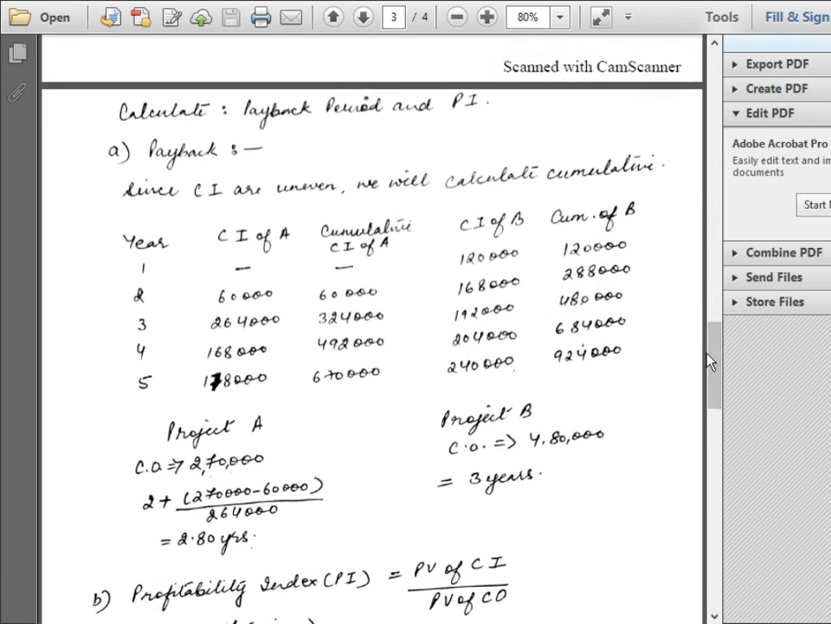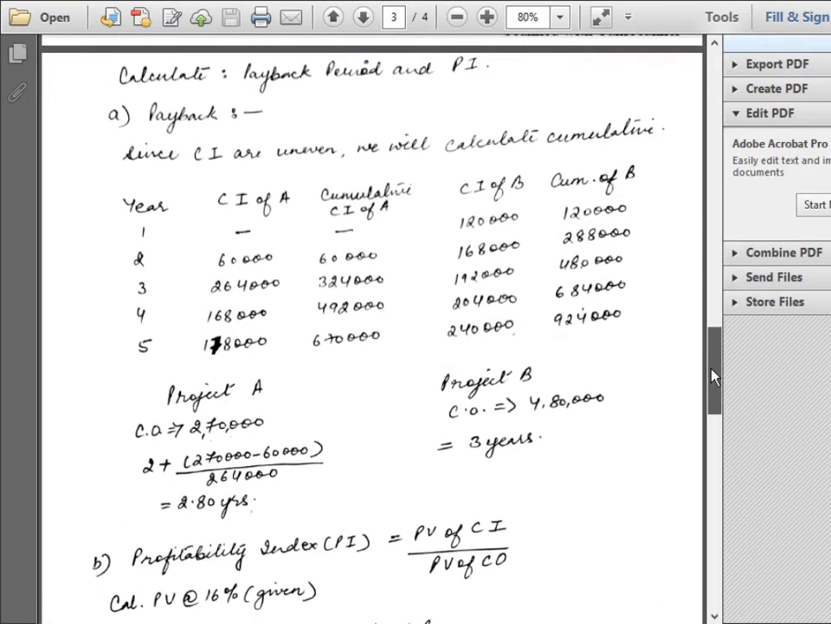Now moving on, if you have had a look at the question, you can see that you have to calculate the payback period and profitability index. Now here, this is how you calculate the payback period in this particular situation. As we discussed in the classroom, payback period is calculated in two situations. First, where cash inflows are even, and the second where cash inflows are uneven.